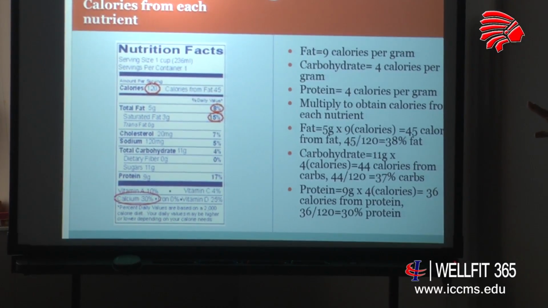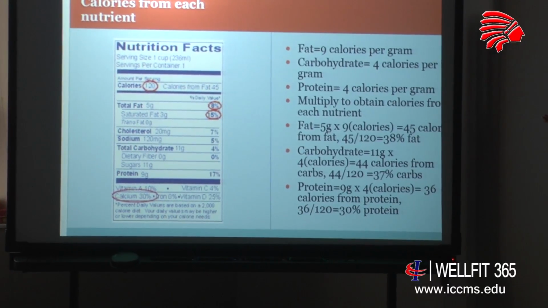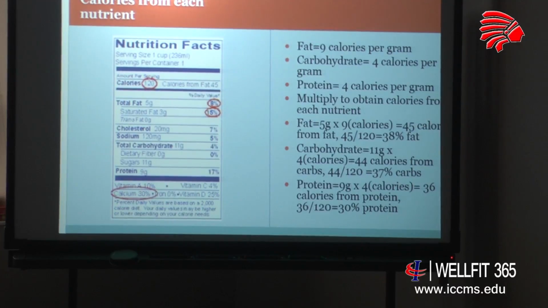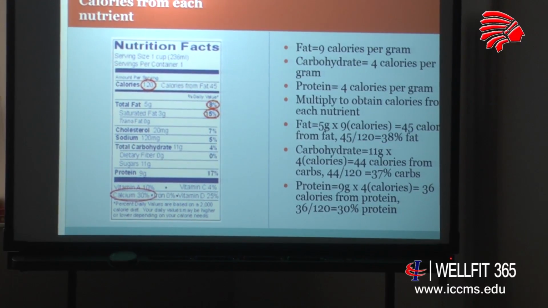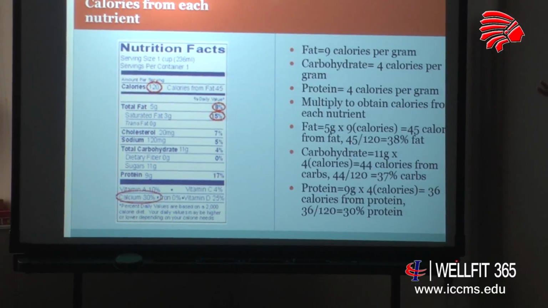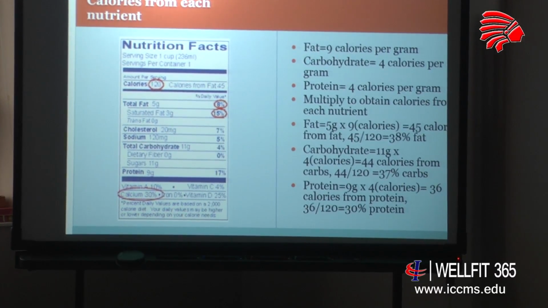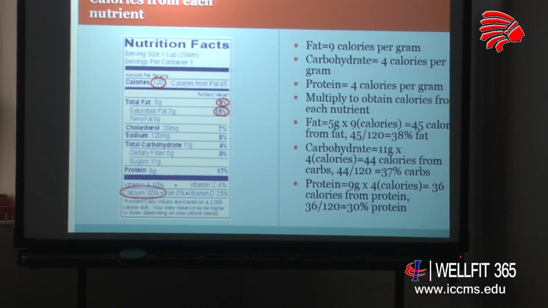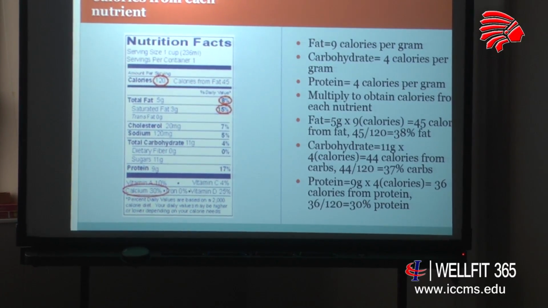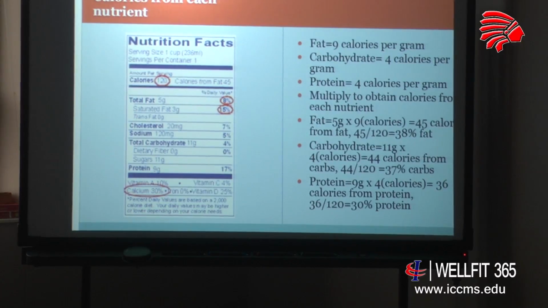So what you do, you take your total fat, which is 5 grams, multiply it times 9, because there's 9 calories per gram in fat, and you get 45 calories. So that would give you how many calories are coming from fat from 1 cup of milk. So it'd be 45 calories. Then if you want to know the percent of fat for that product, you take that 45 calories divided by the total calories, which is 120.